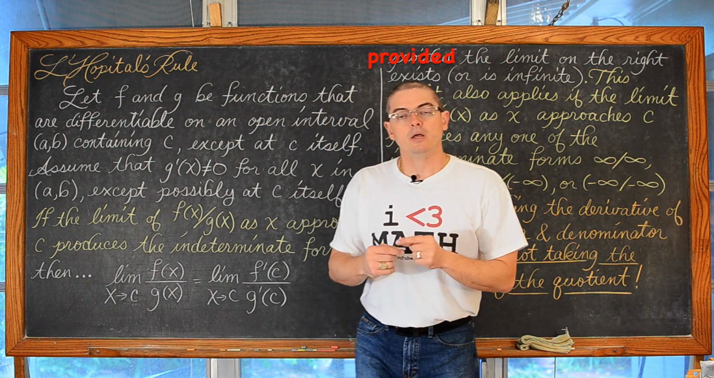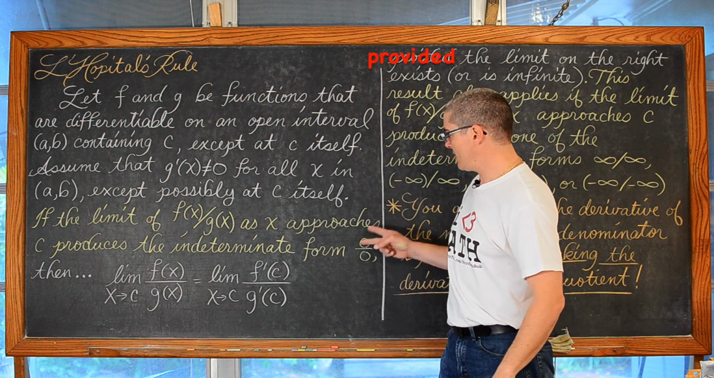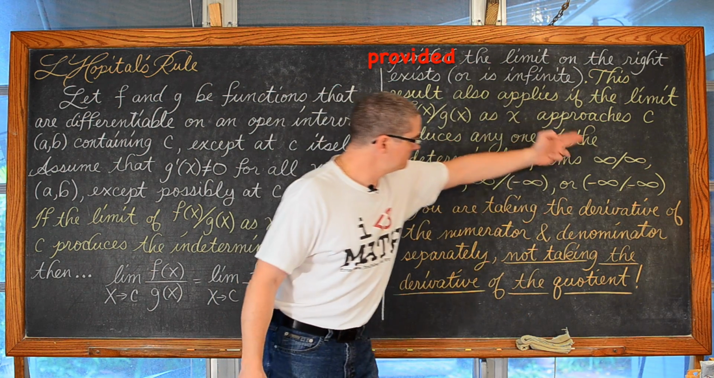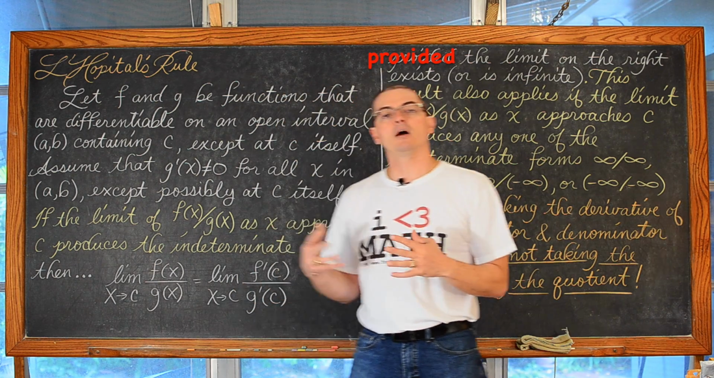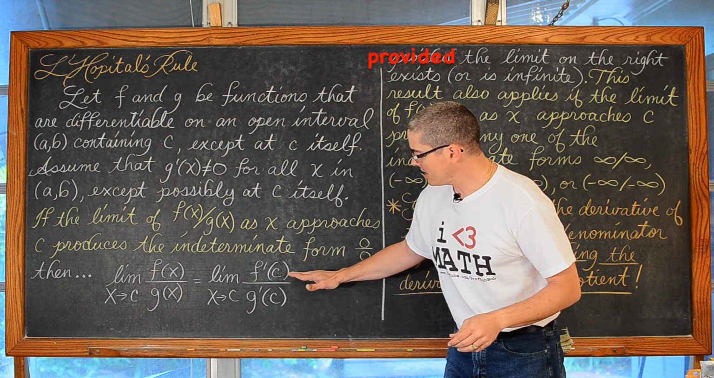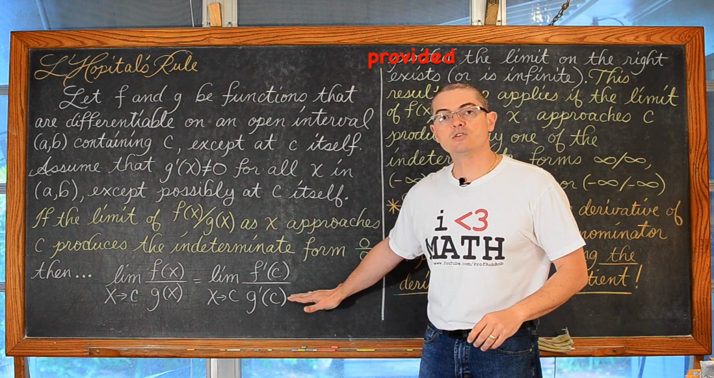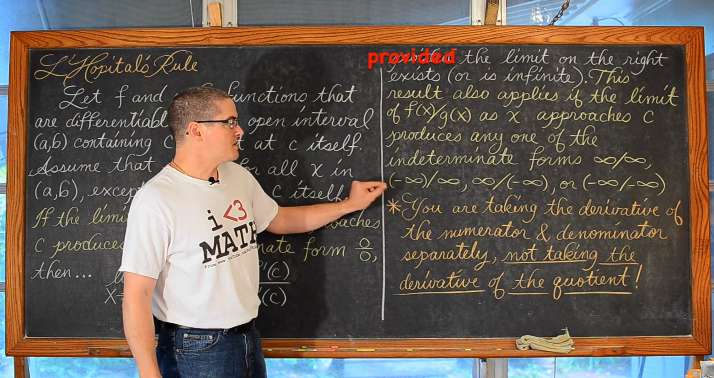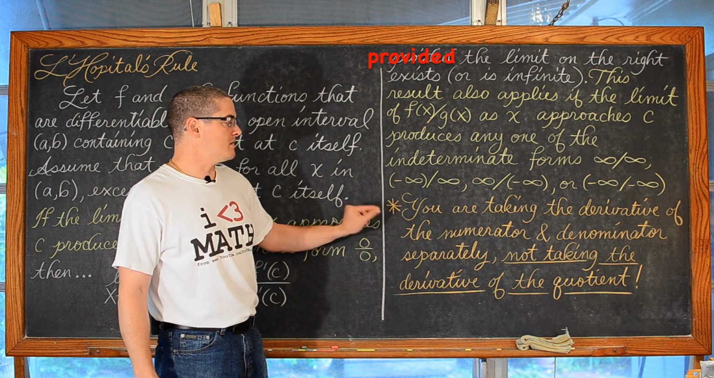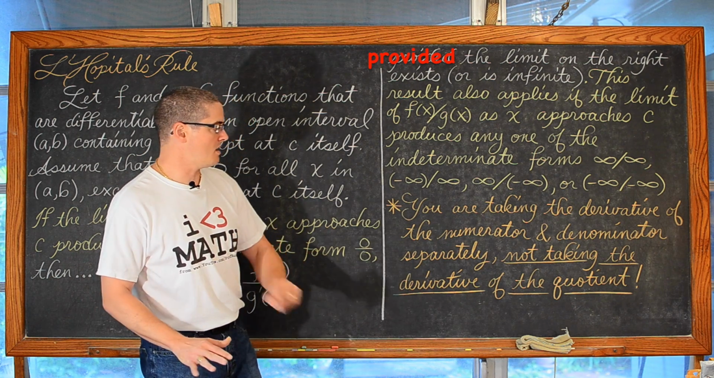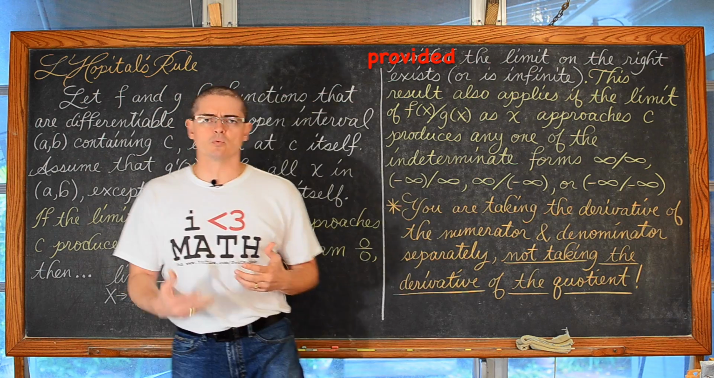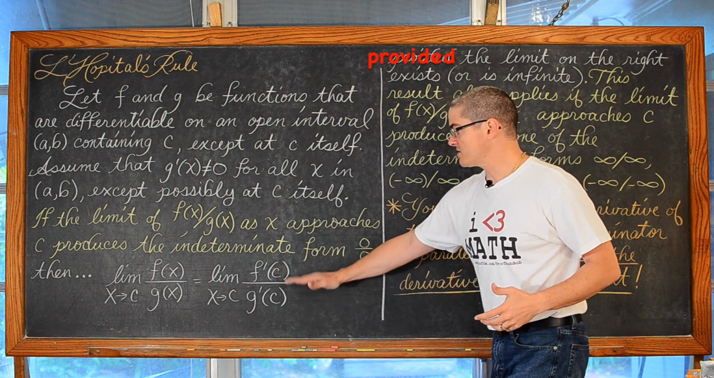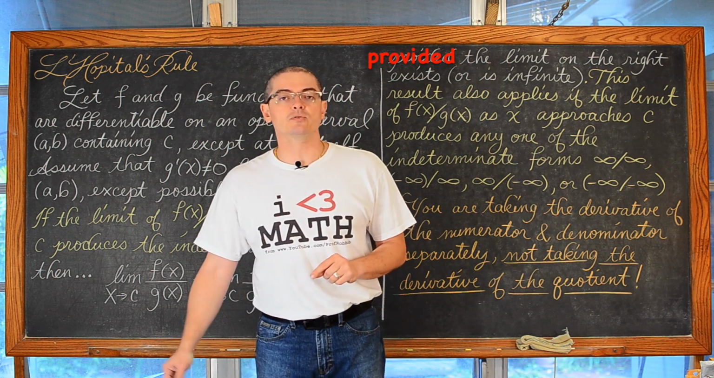So if you try and find a limit and you get 0 over 0, infinity over infinity, and all these other different variations, then you can apply L'Hopital's rule. And note again how this notation reads. You are taking the derivative of the numerator and denominator separately. You are not taking the derivative of the quotient. You're not applying the quotient rule to find the derivative. It is separate, and that's also a common mistake that students make.